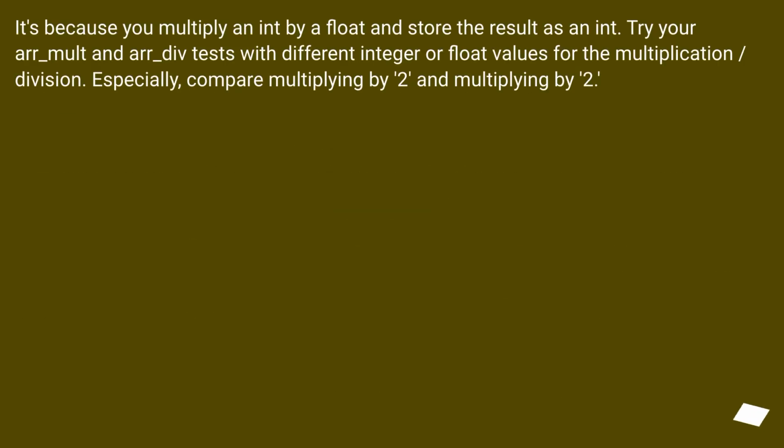It's because you multiply an int by a float, and store the result as an int. Try your r_mult and r_diff tests with different integer or float values for the multiplication, division. Especially, compare multiplying by 2 and multiplying by 2.0.